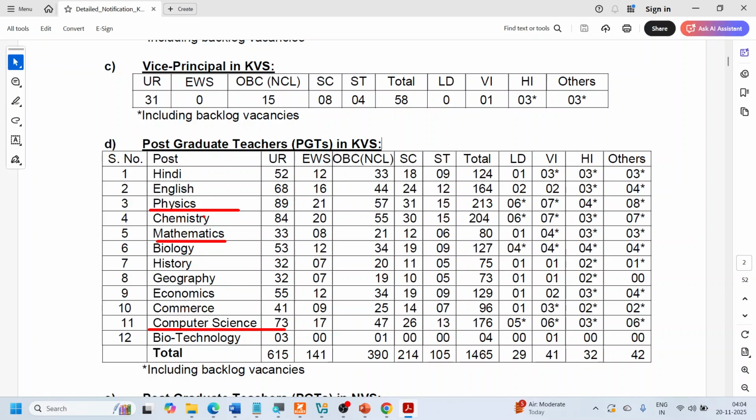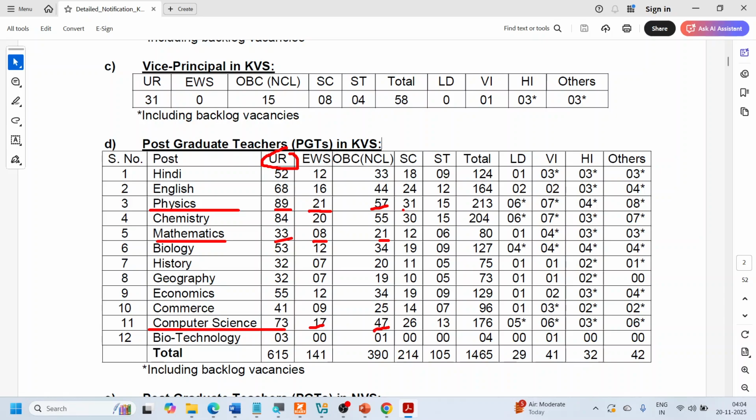And if you have taken chemistry, maths and computer science in your graduation, you can also apply for chemistry. So physics is the highest post, that is 89, mathematics is 33, and computer science 73. These are unreserved posts. For the economically weaker section you have 8 here, 17 for computer science, 8 for mathematics, and 24 for physics again the highest. OBC has 57 for physics, 21 for mathematics, and 47 for computer science.